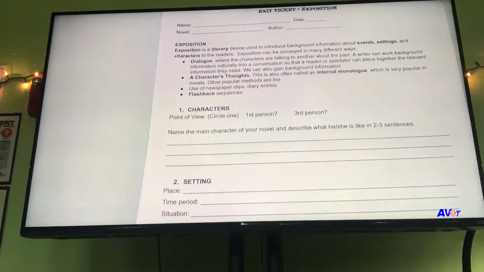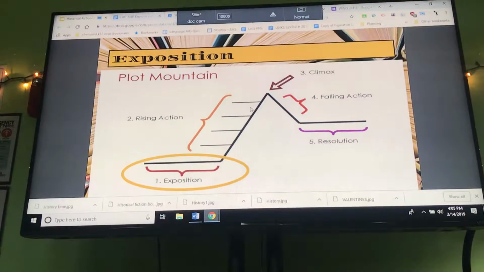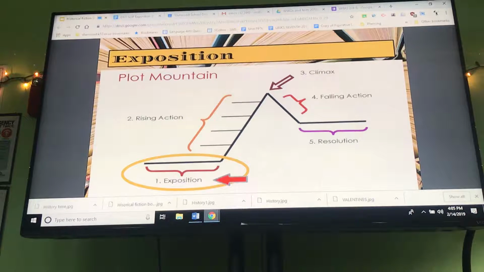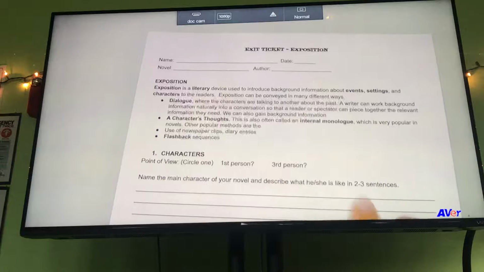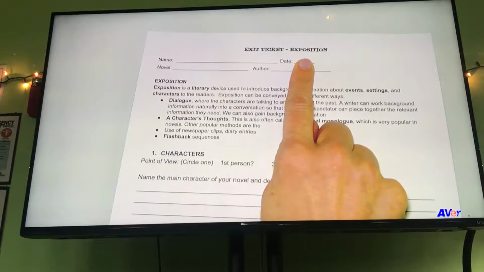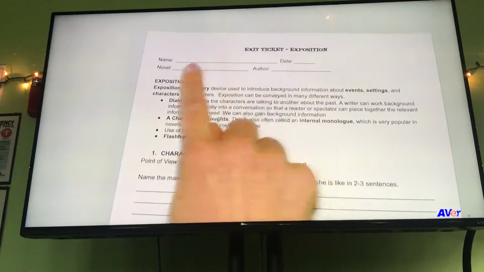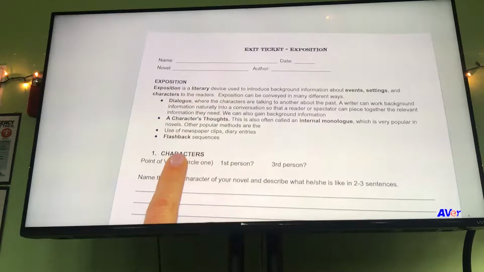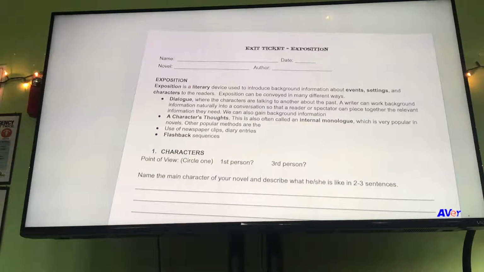Okay, so this is kind of an extension of lesson number 1, when I read the Patrol book and we talked about character and setting and conflict. And so today you have an exit slip after you've read chapter 1 in your book, and you have an exit slip that says exposition at the top. If you don't have that, you need to go to the handouts and links page and print that out. You're going to fill it out using the book that you're on right now, and we're going to talk about exposition, which you should know what that is.